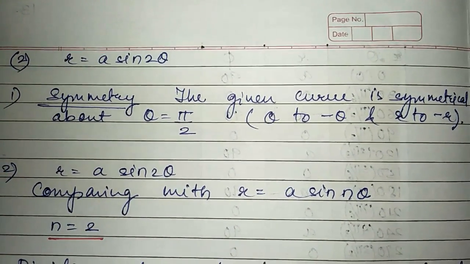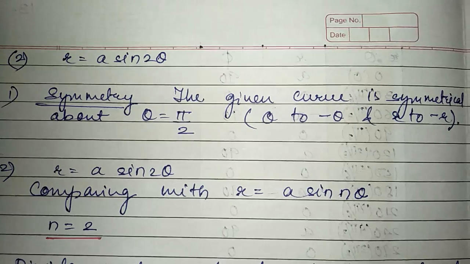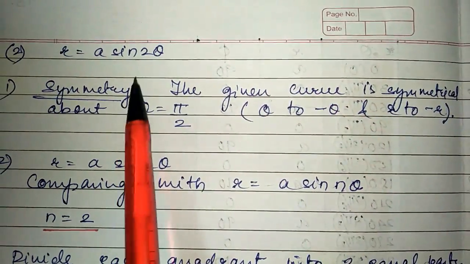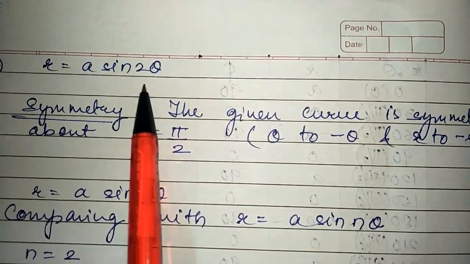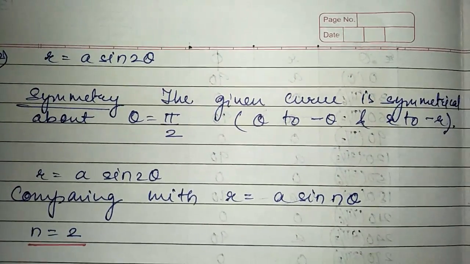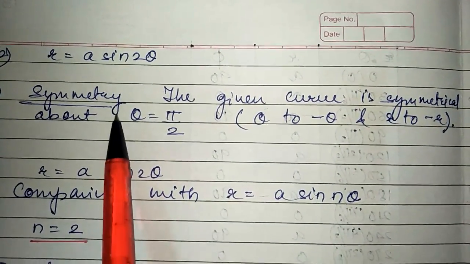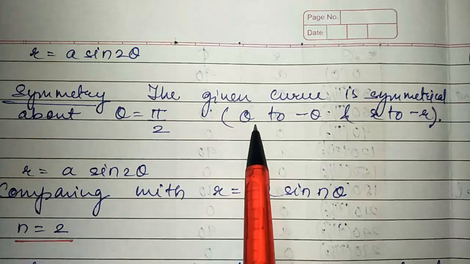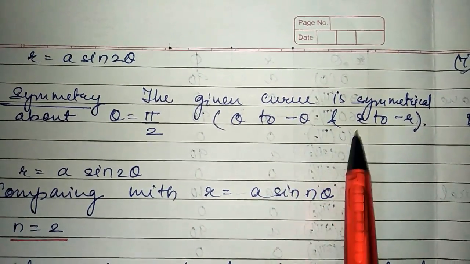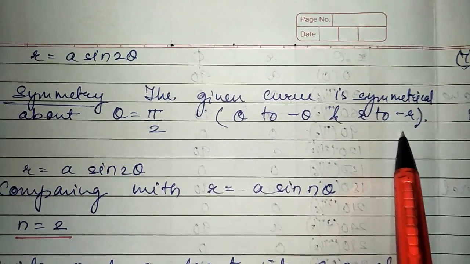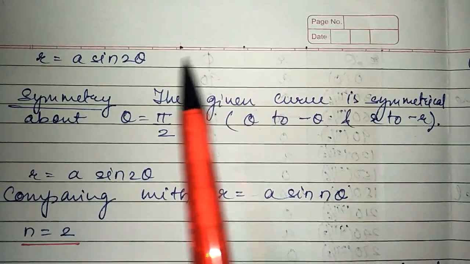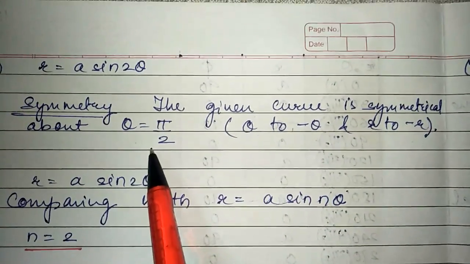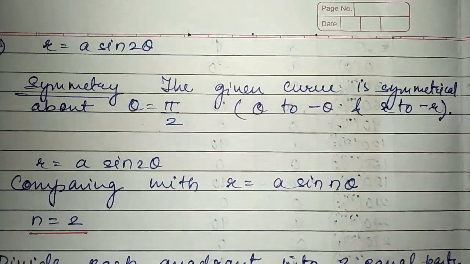Hello students, in this video we will see yet another example of curve tracing, and the curve is a Rhodonea curve. The equation of the curve is given as r = a sin 2θ. Now the first factor to be considered is the symmetry of the curve. From the equation we can see that if we replace θ by -θ and r by -r simultaneously, the equation remains unchanged. Hence, the given curve is symmetrical about θ = π/2.